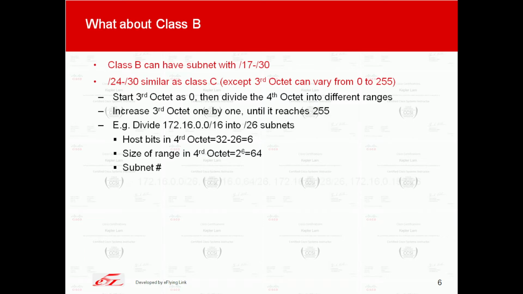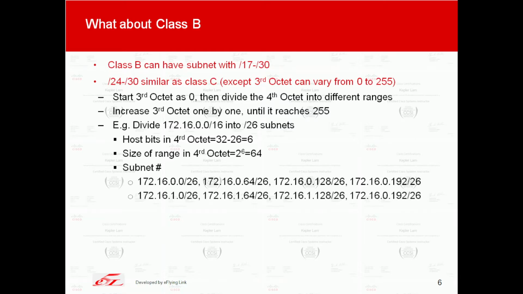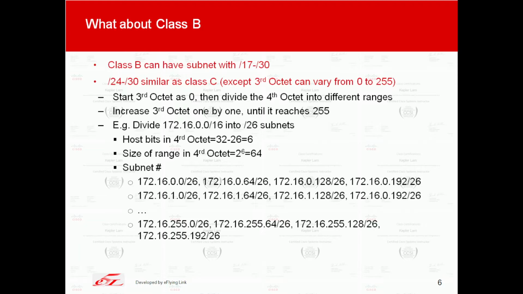That means the first subnet is 172.16.0.0/26, and then the next one we increase 64 in the fourth octet. That means 0.64/26, and then 0.128, 0.192. But then what's next? Because we don't have 0.256. In fact, we increase 1 in the third octet, then it becomes 1.0, and then 1.64, and so on, until we reach the third octet as 255. Then we have 255.0, 255.64, and so on.